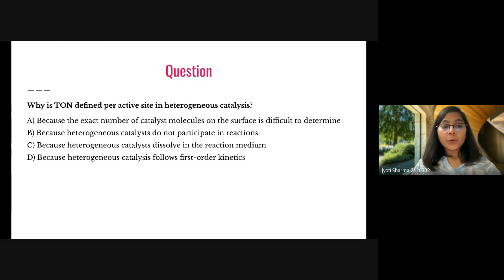Okay, why is TON defined per active site in heterogeneous catalysis? The options we have: A, because the exact number of catalyst molecules on the surface is difficult to determine. B, because heterogeneous catalysts do not participate in the reaction. C, because heterogeneous catalysts dissolve in the reaction medium. And D, because heterogeneous catalysis follows first order kinetics.